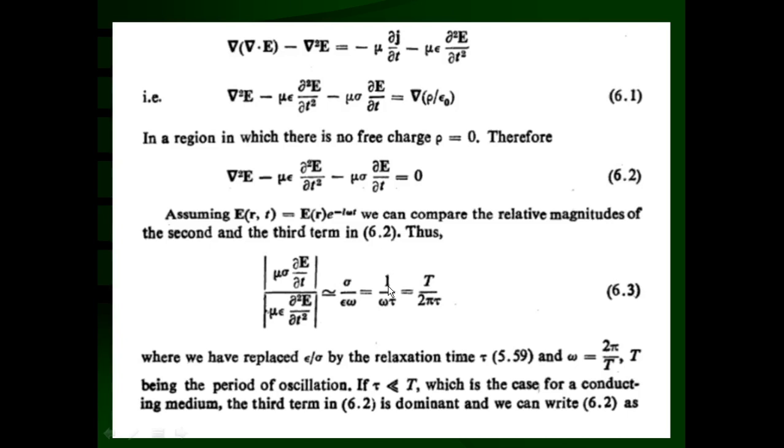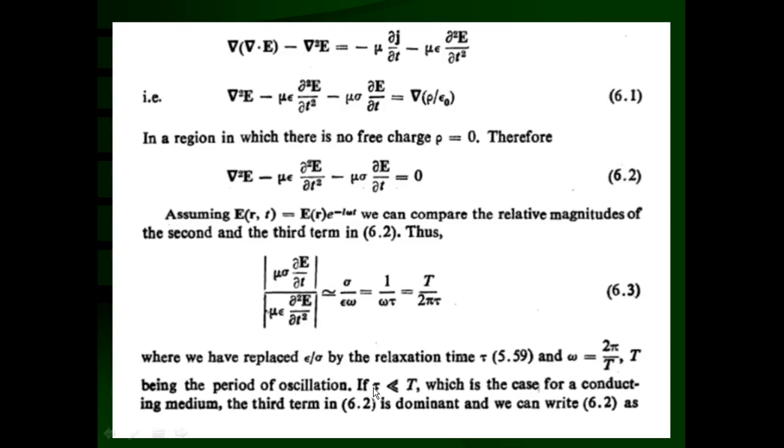So you will get 1/ωτ, and ω is equal to 2π/T, where T is the period of oscillation. So T/2πτ is the ratio of the third term to the second term of equation 6.2, where we have replaced ϵ/σ by the relaxation time τ, and ω is equal to 2π/T, where T is the period of oscillation.